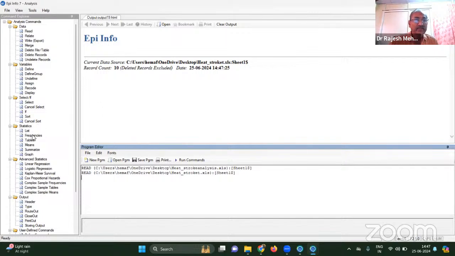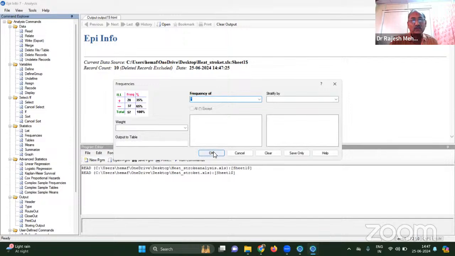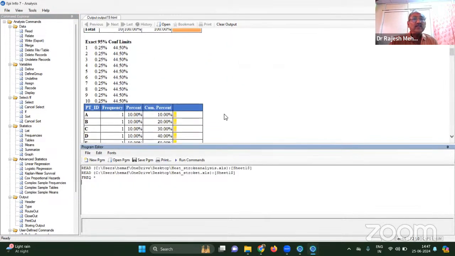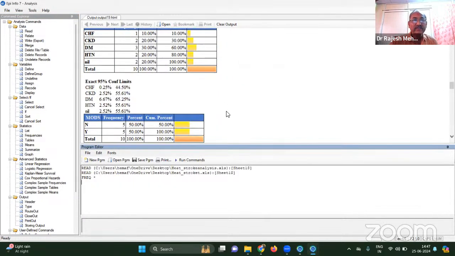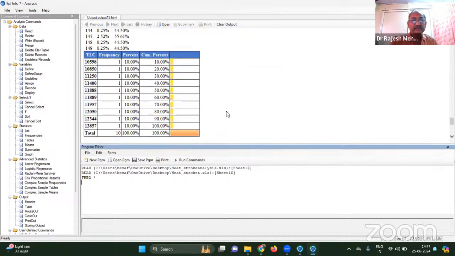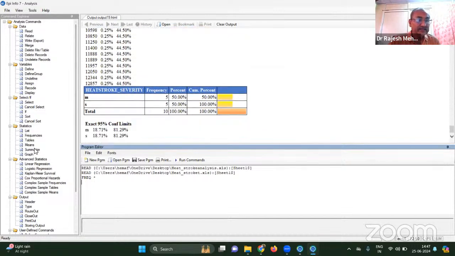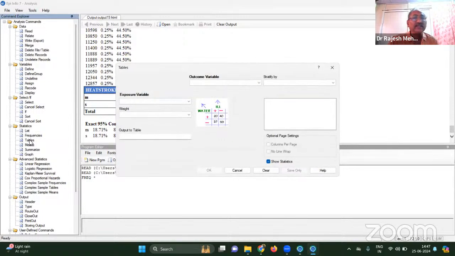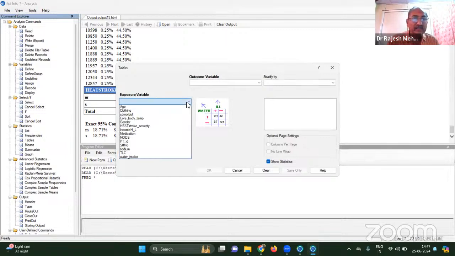Then next would be frequency. Okay. So you have done the frequency, and then you go for the tables command. Now in this file which you have given me, you have not taken the data of patients who are not having histo. That would have been better.